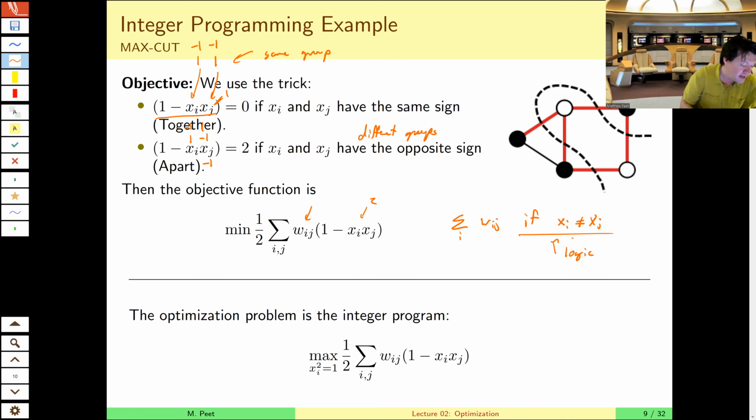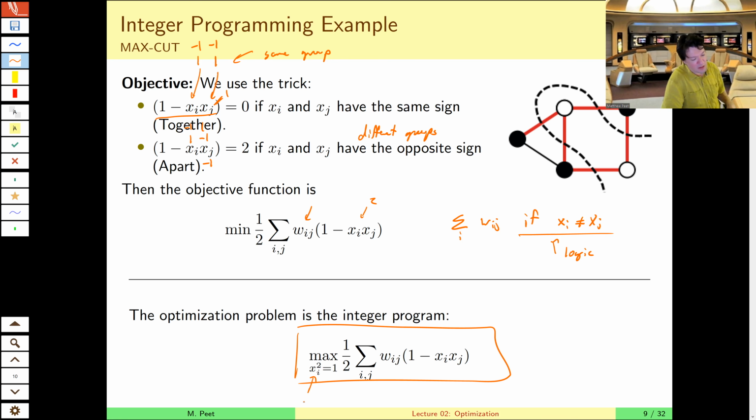As a result, we get this, which is technically an integer program, although it's really a binary program, where we've added the constraint x_i squared equals 1. There are no other constraints, so this is actually still an unconstrained optimization problem, except for the fact that our variables are binary variables or integer variables, depending on how you think about it. So, a clever way of introducing the max cut problem.